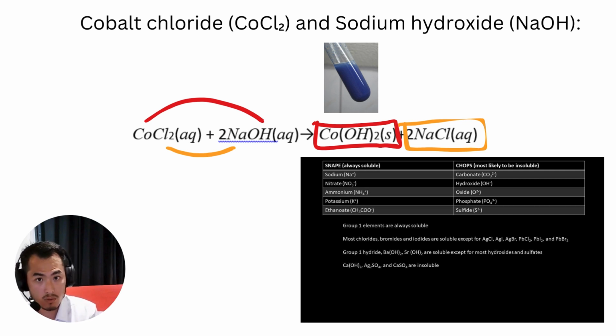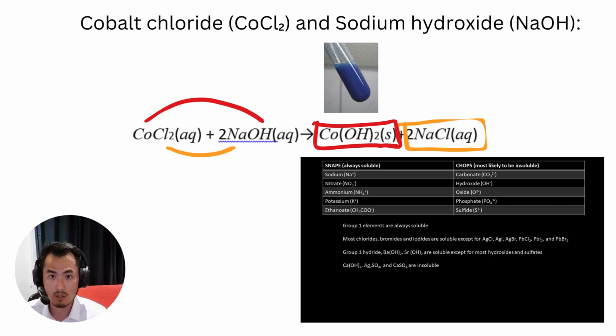You still remember the rules. It says that group 1 hydroxides are soluble in water. It says barium hydroxide is soluble in water, and calcium hydroxide is slightly soluble in water. The other hydroxides are not soluble. Cobalt hydroxide is not soluble in water. Still remember the CHOPS rule: we have carbonate, hydroxide, oxide, phosphate, and sulfide. If the compound contains any of these ions, there's a very high chance it will not be soluble. That includes cobalt hydroxide. That's how you do it.